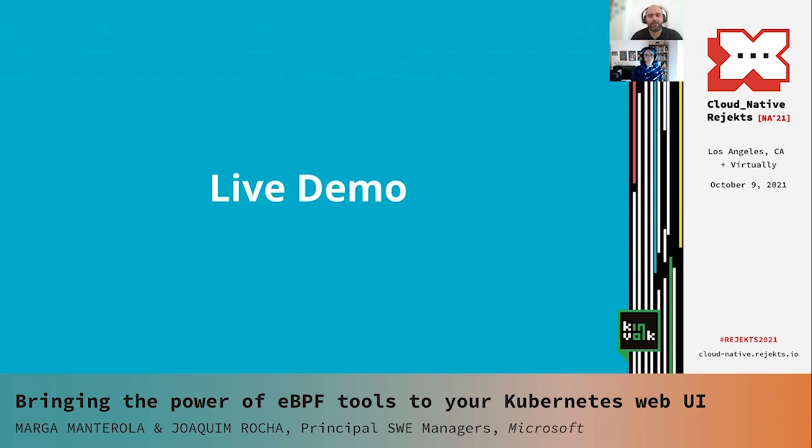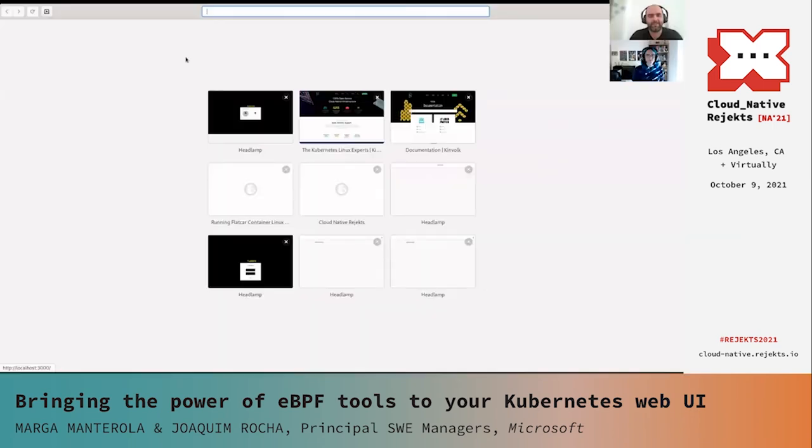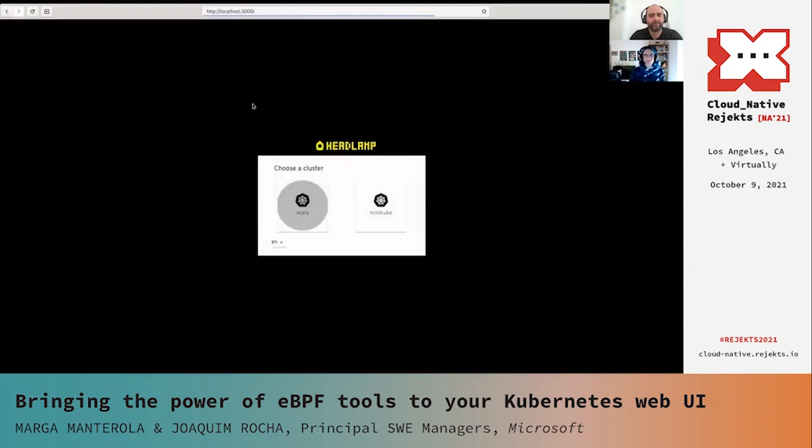So I have a live demo that will go completely nice here. Let me stop sharing and start sharing the browser. So let's go into Headlamp. This is the first screen you see. Like I said, it supports multiple clusters, and that's why I have two clusters configured. Minikube is running locally, of course, and then we have another cluster elsewhere, not locally.